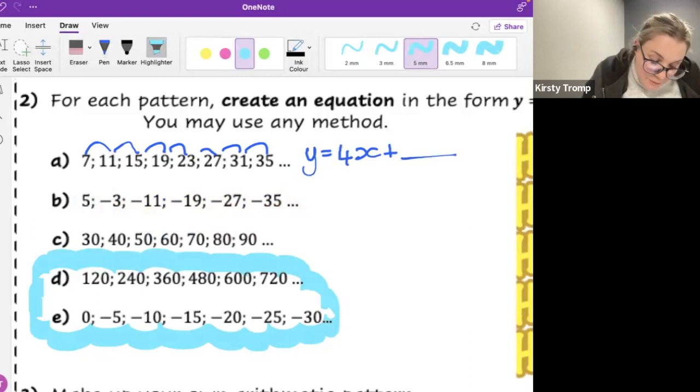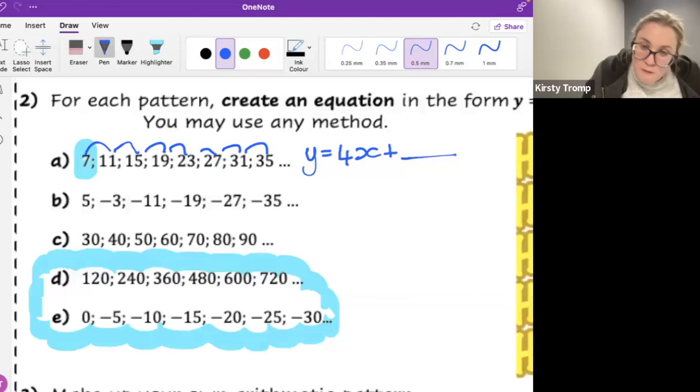How do I get from 4 to 7? So I say 4 times 1 is 4, and how do I get from 4 to 7? Plus 3. Plus 3, good. And that's it. That's how you do it.